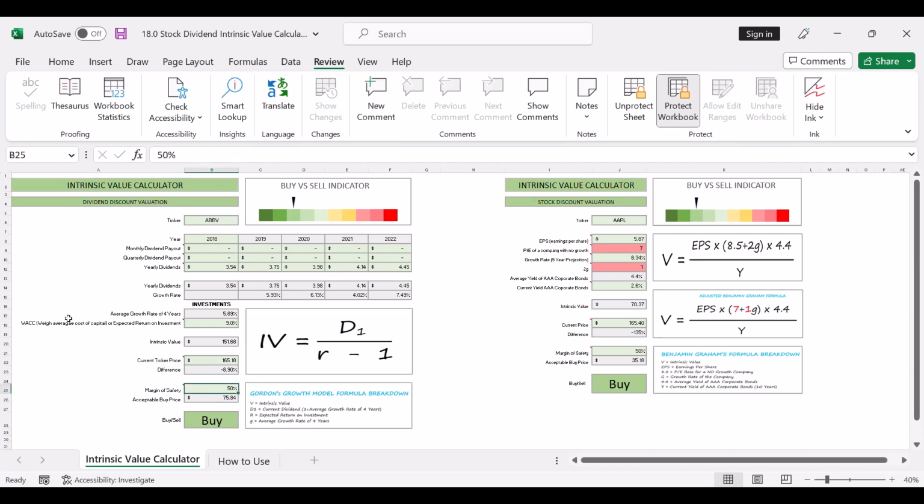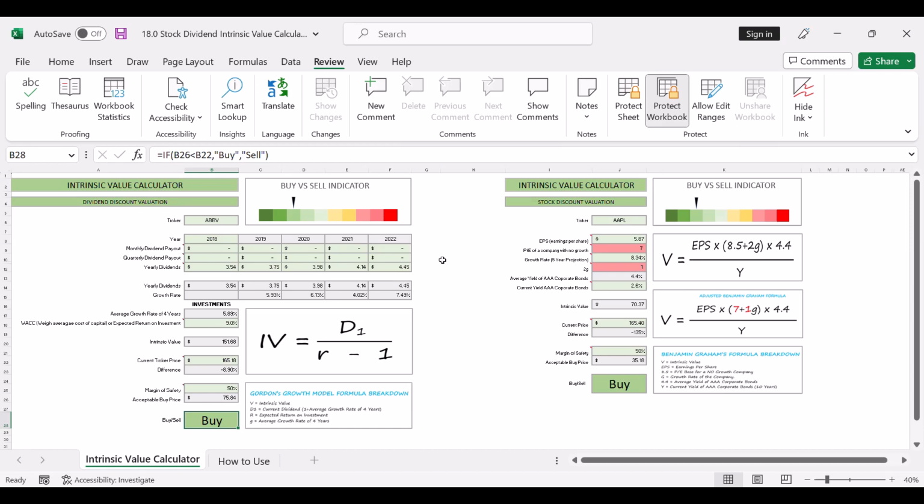And down here you can put your margin of safety. I have 50%. Margin of safety is like, what is your acceptable buy price? So as of right now, it's a buy, because as you can see, the acceptable buy price is $75 and the intrinsic value is $151. So it's below that, so it's a buy. And this buy and sell indicator here is conditional format color coded. So when it's a buy or sell, the color will change, and also the wording will change.